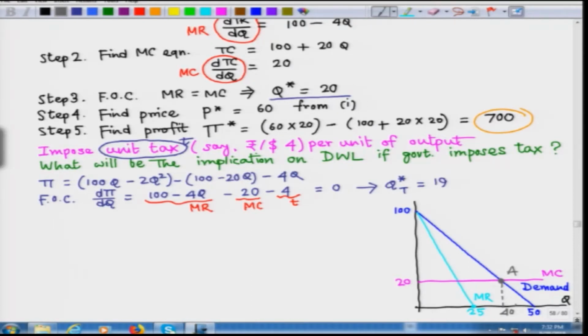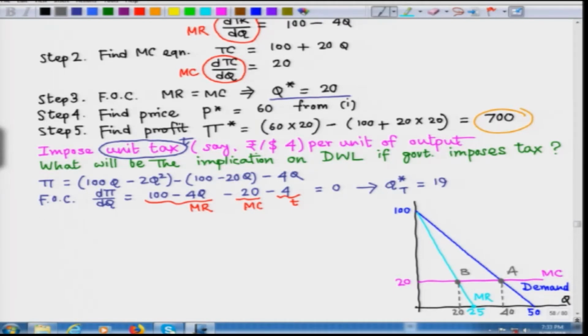Okay. And now the intersection of MC and MR will be denoted by this point B, and that is basically my monopoly equilibrium, and we have found that this monopoly equilibrium quantity level is 20, right.